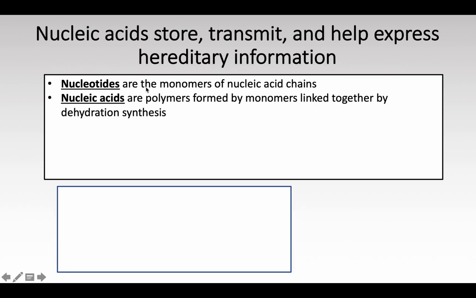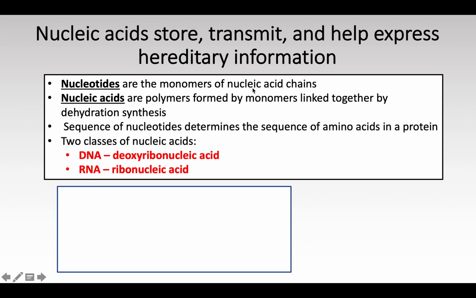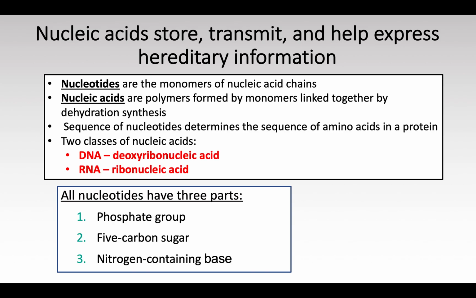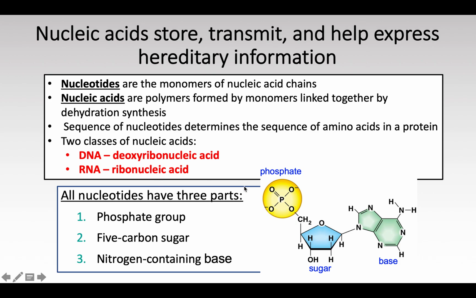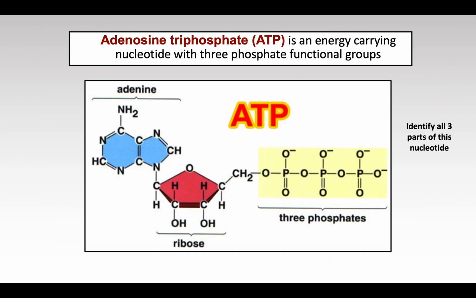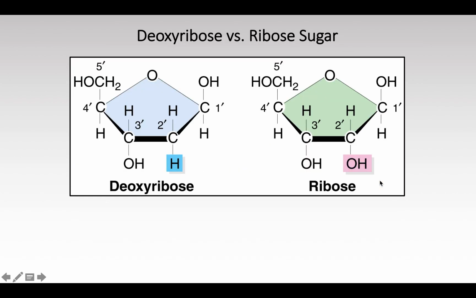Nucleotides are the monomers of nucleic acids. The 2 most important ones are DNA and RNA. All nucleotides have 3 parts, a phosphate group, 5-carbon sugar, and a nitrogenous base. And that can be A, T, C, or G for those bases. ATP is an example of a nucleotide. Here we have 3 phosphate groups instead of only 1.